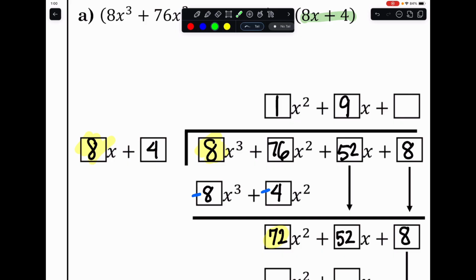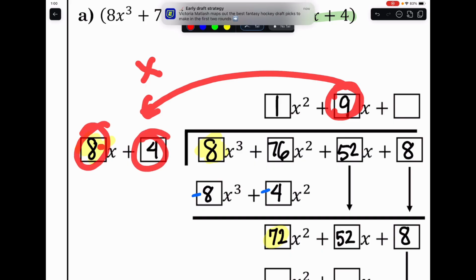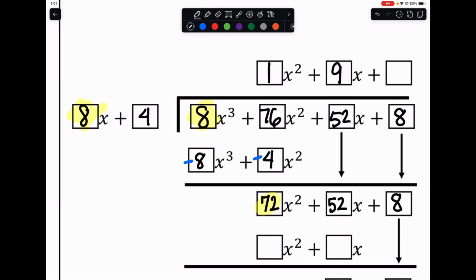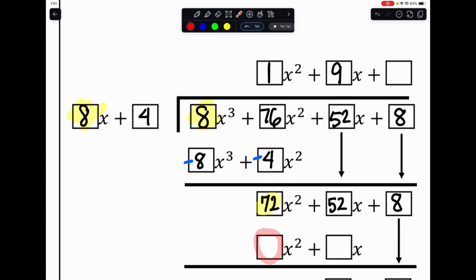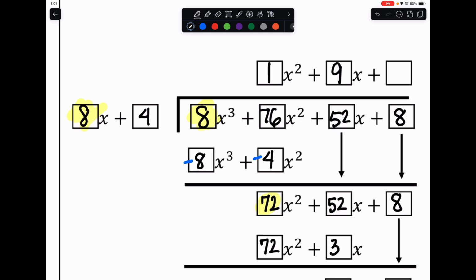Now, what we do with this 9 is we're going to multiply it with the 8 and the 4. So 9 times 8. Sorry there, I got distracted by the little alert there. 9 times 8 is 72 and 9 times 4 is 36. So we're going to write those in the following 2 boxes underneath right here. Like I said, 9 times 8 is 72, so we'll write that there. And 9 times 4 is 36, and we'll write that here.